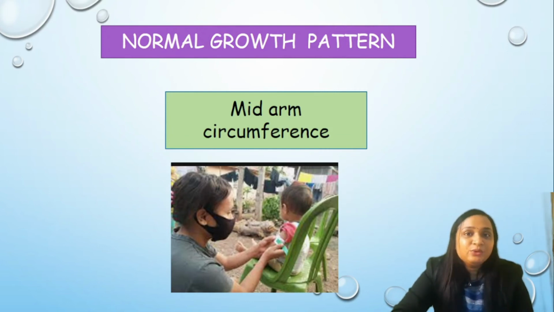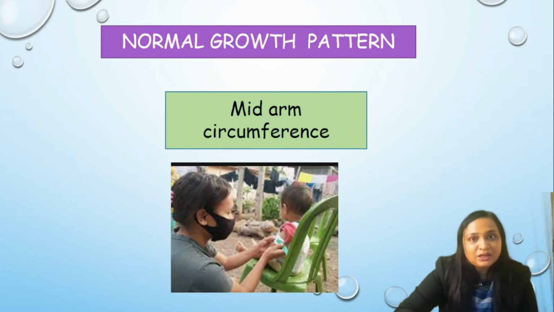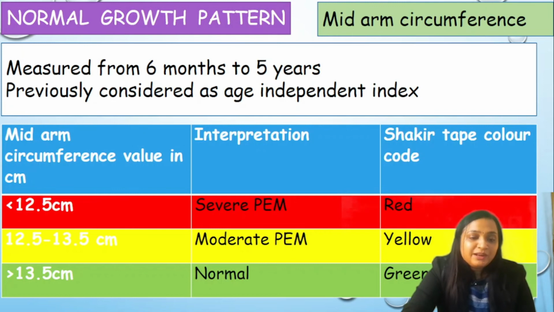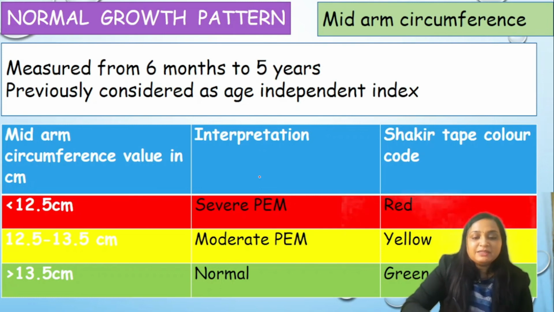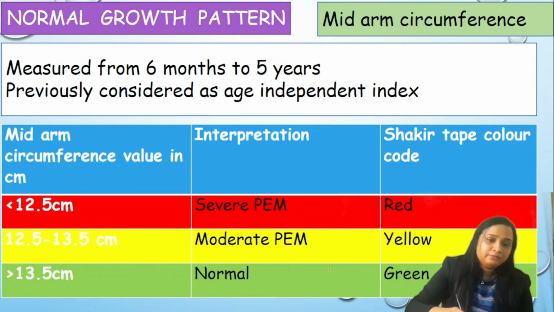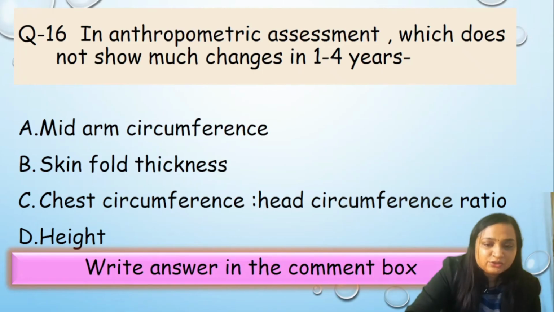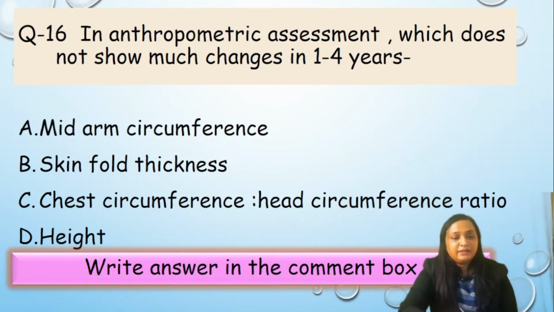We have now learned how the weight, height as well as the head circumference increase in childhood. Now we are going to learn how the mid-arm circumference behaves. For mid-arm circumference, only one thing you have to remember: less than 12.5 is severe PEM, 12.5 to 13.5 moderate PEM, and more than 13.5 it's normal. It is only measured up to 5 years. Previously it was considered age independent, but nowadays it is not considered an age independent criterion.